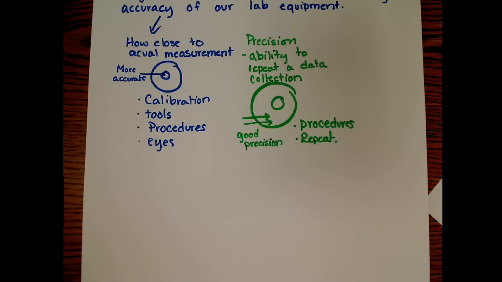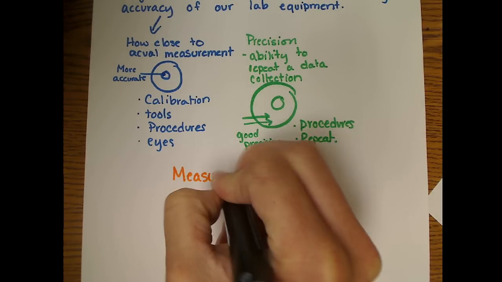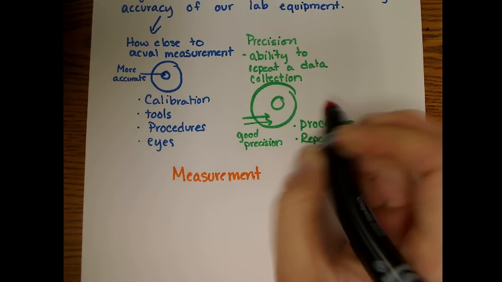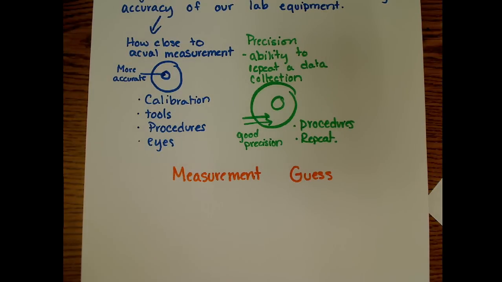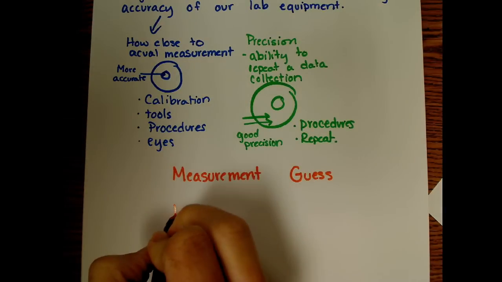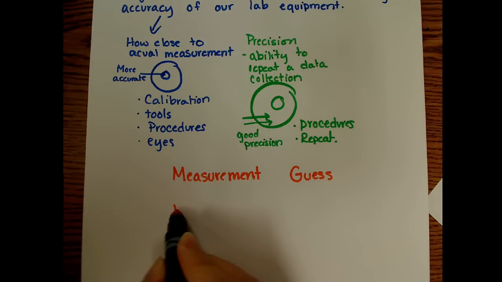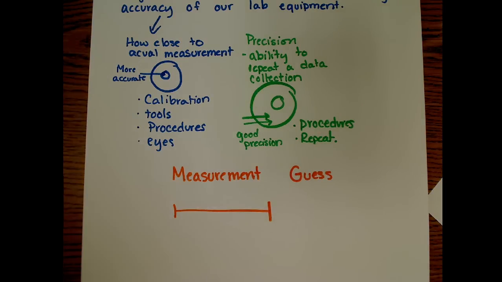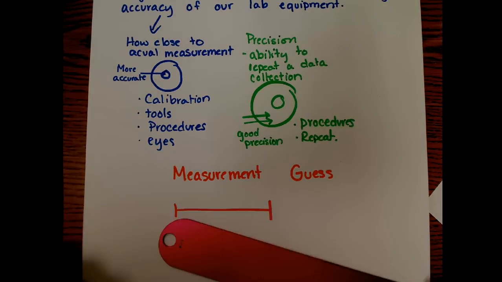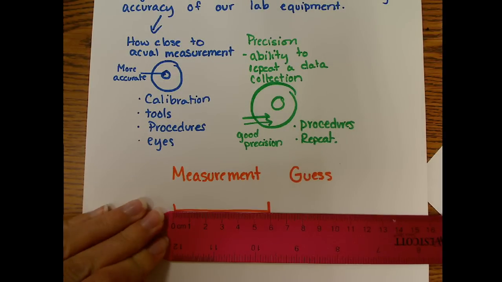Well, in lab, we have two types of numbers. We have the measurement numbers, and we have the guess numbers. Okay, so let's see how that works. Well, first off, if I have a line here, okay, and I want to measure that line, okay? So I'm going to take my ruler and I'm going to put it into centimeters because I deal with centimeters the best. So first off, I'm going to line it up.